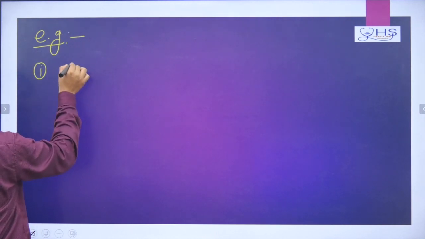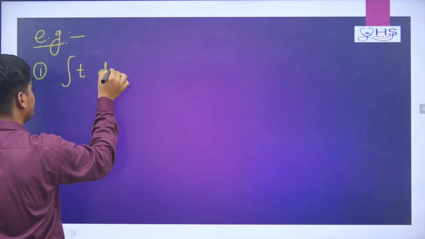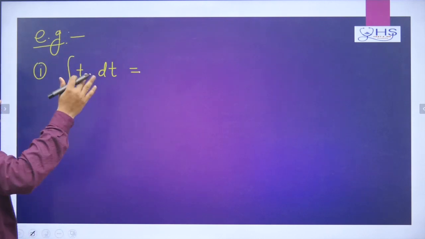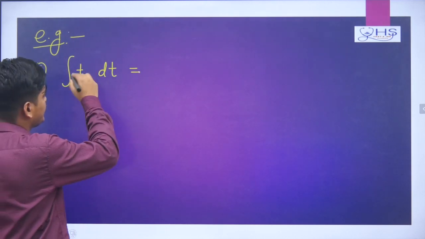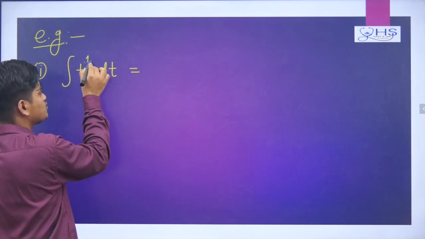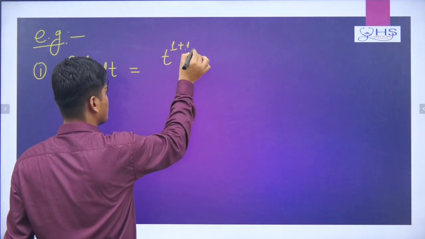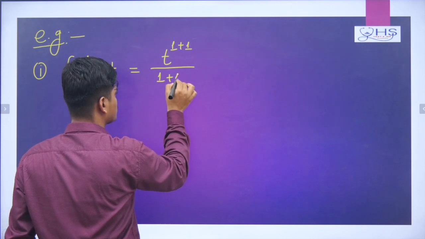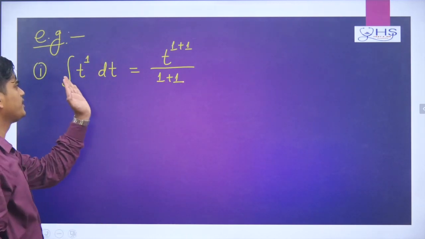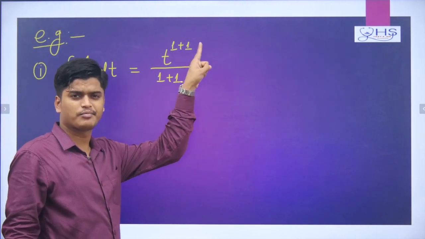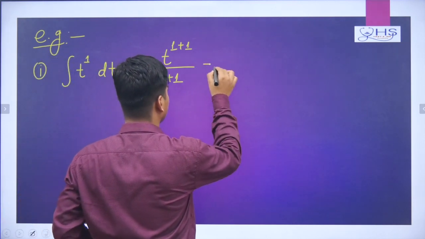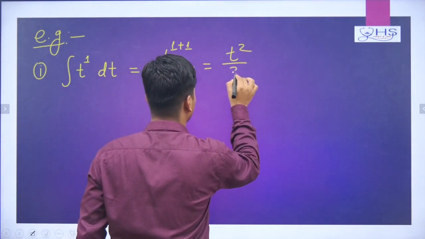Now example I am taking. Suppose I am finding integration of t dt. So here no limits are mentioned. So what we will do here? In t dt, you see nothing is there, which means power is 1. So I will write n plus 1, so 1 plus 1 divided by 1 plus 1, because just now I told you integration of t to the power n dt is t to the power n plus 1 by n plus 1. So here it is nothing but t to the power 2 divided by 2.